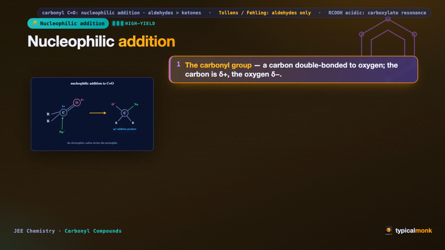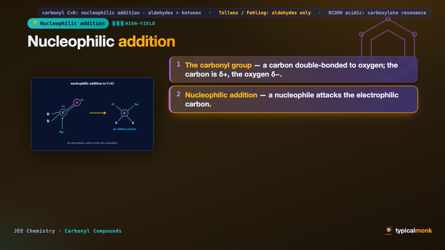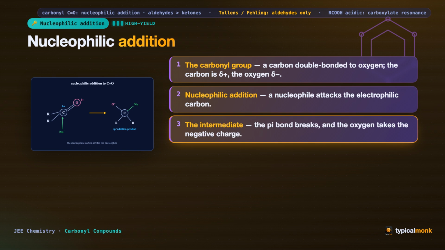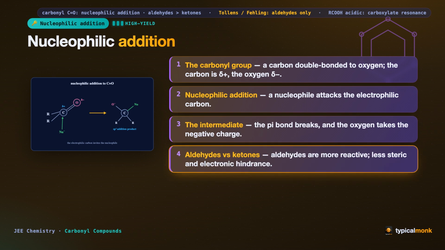Now look at the picture. Nucleophilic addition to a carbonyl. The carbonyl group, a carbon double bonded to oxygen. The carbon carries a partial positive charge, the oxygen a partial negative. Nucleophilic addition. A nucleophile attacks that electrophilic carbon. The intermediate: the pi bond breaks, and the oxygen takes the negative charge, giving a tetrahedral product. Aldehydes versus ketones. Aldehydes are more reactive. They have less steric and less electronic hindrance.